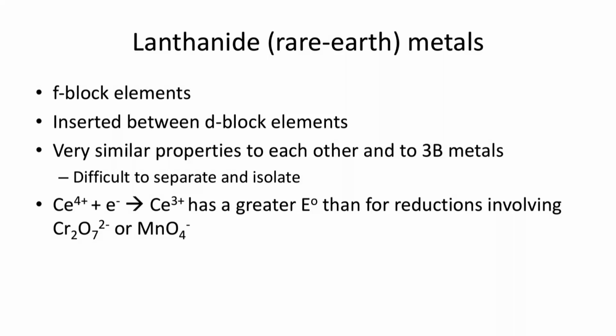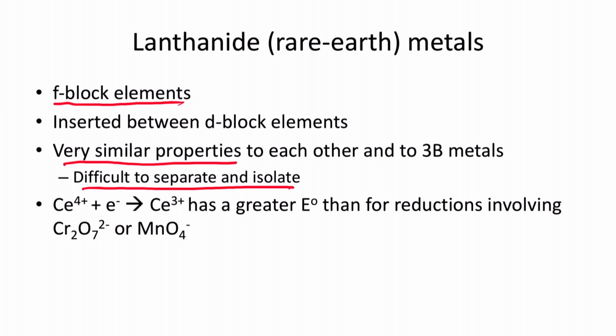So now let's talk about the lanthanide or rare earth metals. These are sometimes called the F block elements, and they're inserted in the periodic table between the D block elements. These have very similar properties to each other and to the 3B metals. Because they're very similar to each other, they're very difficult to separate and to isolate.